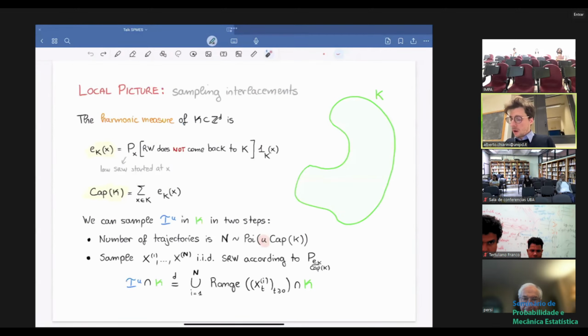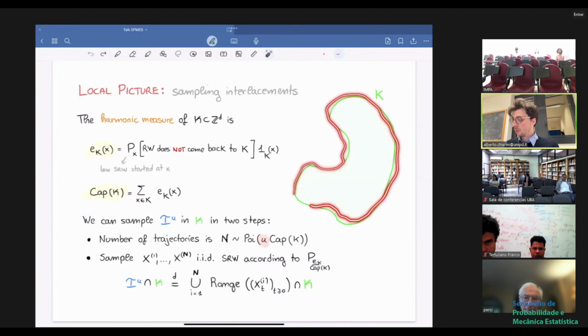Okay. Now, how do I sample random interlacements inside K? I do it in two steps. First, I decide the number of trajectories. The number of trajectories is given by a Poisson random variable with intensity u times the capacity of the set. And then once I decided how many trajectories I want, I sample n IID simple random walks, started from the boundary according to the harmonic measure.